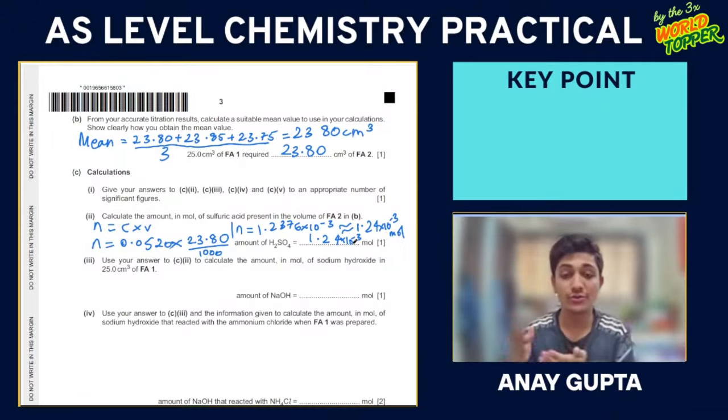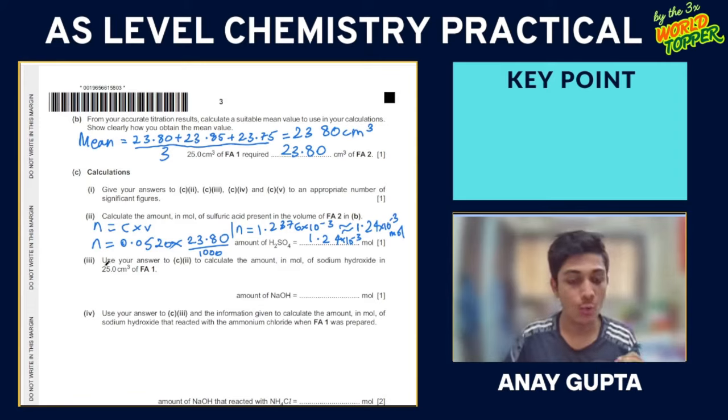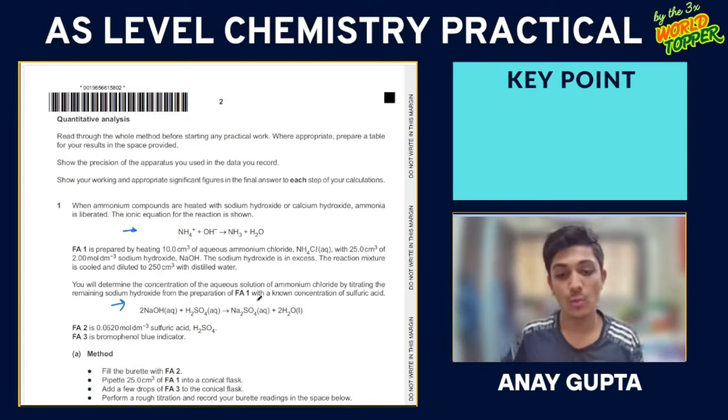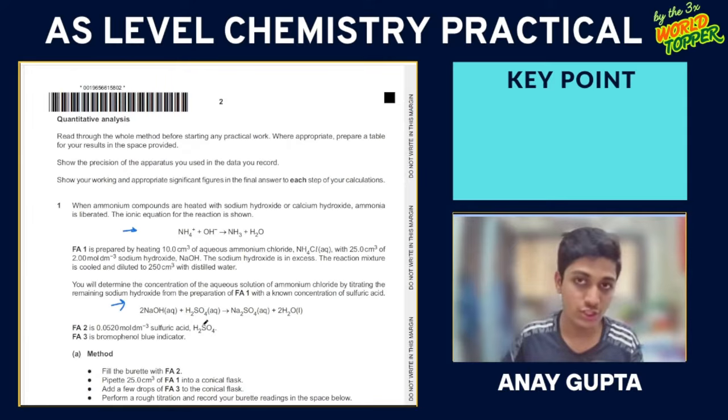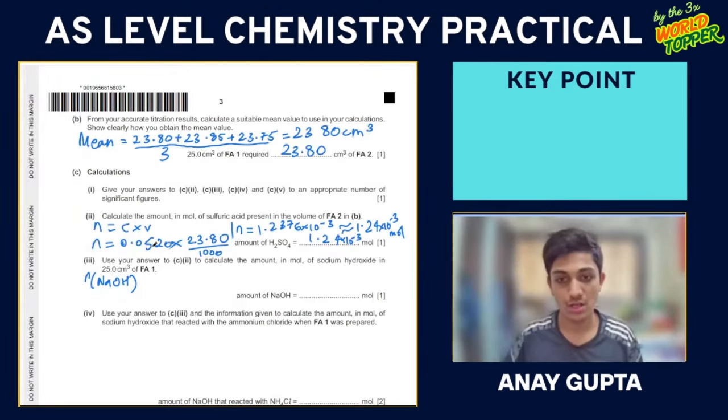Now, use your answer to C2 to calculate the amount in moles of sodium hydroxide in 25 centimeter cube of FA1. So now they want us to calculate the moles of sodium hydroxide. How do you do that? You use this equation over here. We know that if there is 1 mole of H2SO4, there are twice as many moles of sodium hydroxide. So I can simply multiply the moles of sulfuric acid by 2. So 1.2376.